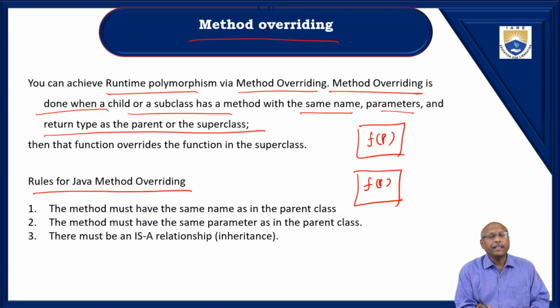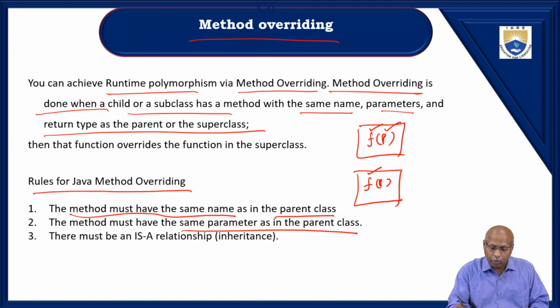What are the rules for overriding? The method must have the same name in the parent as well as the child class. If the method name is F here, here also it should be F only. The method must have the same parameters as in the parent class. Here if the parameter is P, here also the parameter should be P only. So in the parent as well as the child, in both places, the parameters must be the same.